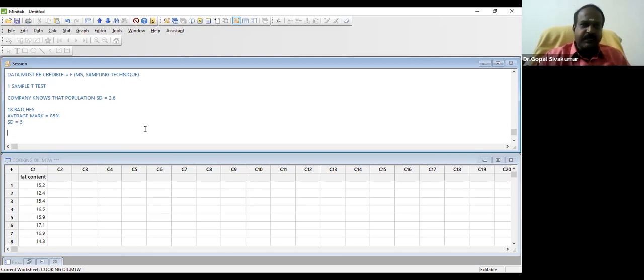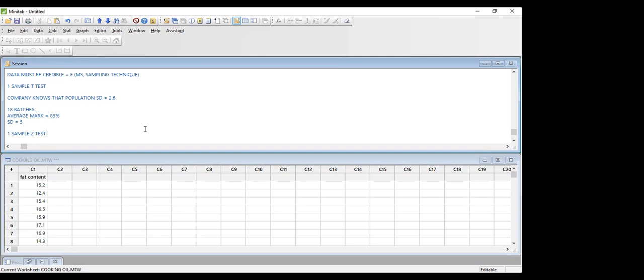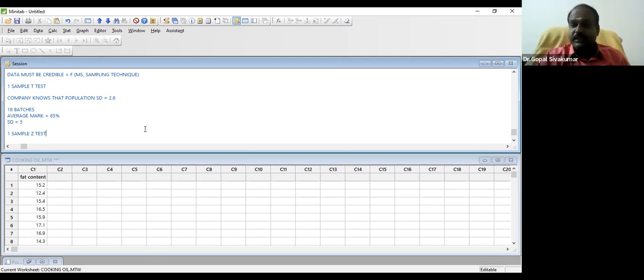Whenever standard deviation is known, instead of doing one sample T test, you must go for one sample Z test. All of you, do you understand when to avoid T test and go for Z test? Yes. Come on, confirm. Yes, yes. One sample Z test. Yes, sir. When should you avoid a one sample T test?